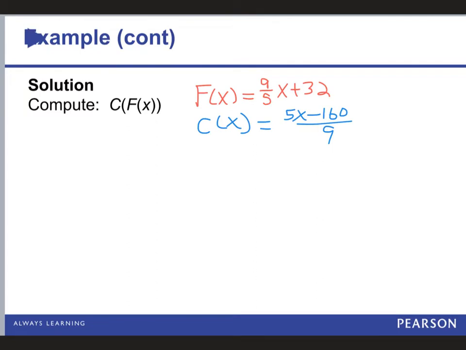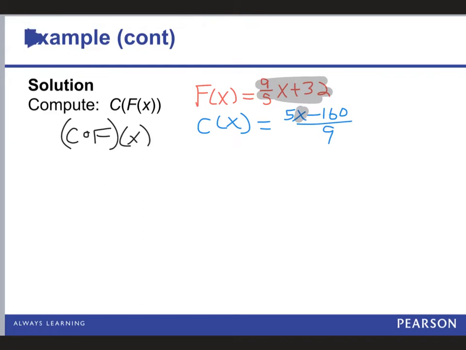Okay, so let's do the composition c composition f of x. That means I'm going to take f of x and use it as my input for the function c of x. So what does c of x tell me to do? It tells me to multiply my input by 5, then subtract 160, and once that is done, divide by 9. When I put x into f of x, the output is 9/5 x plus 32. So that is what is going to go into this x right here.